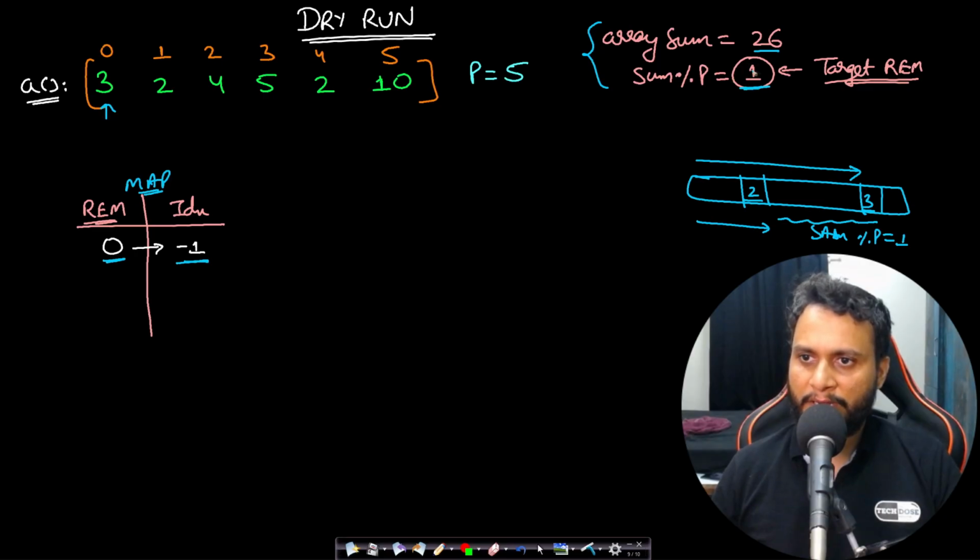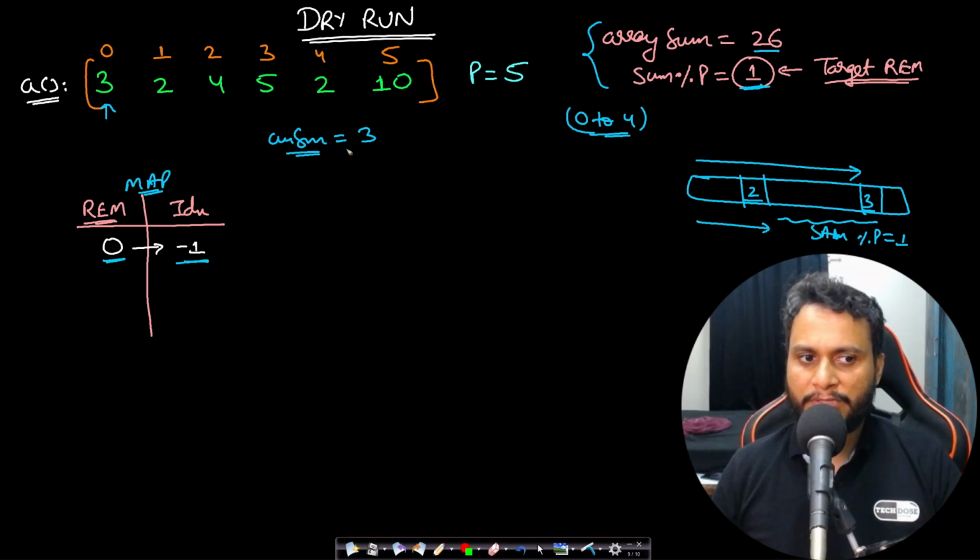But since it is 1, which is not 0, that means I need to remove the smallest subarray where the subarray sum mod of p will be equal to 1. If there is no such subarray, then I will return -1, that is, it is impossible to remove any such subarray. Okay, so I will start at 3 and I will keep my current sum equal to 3. So this will act like a prefix sum. When I add this 3, I will always take mod of p, so that my values are always in the range of 0 to p minus 1, that means 0 to 4.